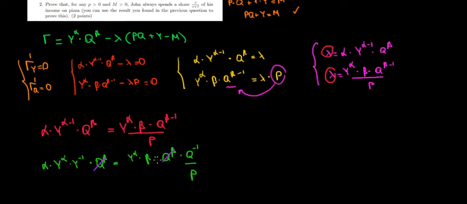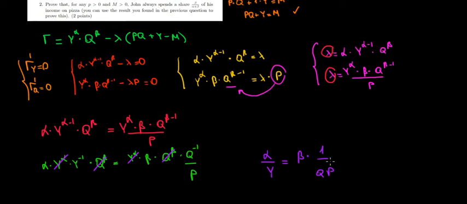We have y to the power alpha, y to the power alpha, they cancel out. So we're left with alpha times y to the power minus 1. Let's just write it as alpha divided by y, because that's the same, equals to beta times q to the power minus 1, which is 1 over q. So that's just going to be 1 over q times p.